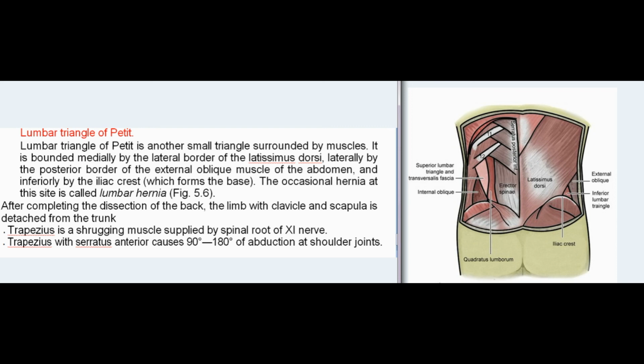After completing the dissection of the back, the limb with clavicle and scapula is detached from the trunk. Trapezius is a shrugging muscle supplied by spinal root of 11th nerve. Trapezius with serratus anterior causes 90° to 180° of abduction at shoulder joints.